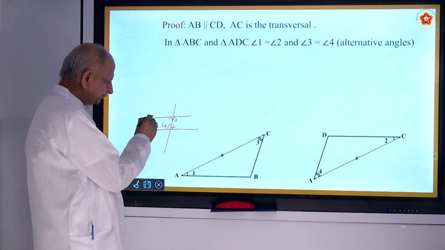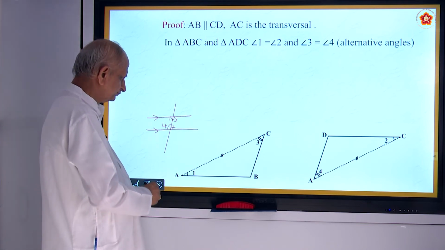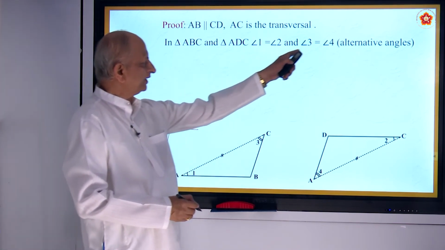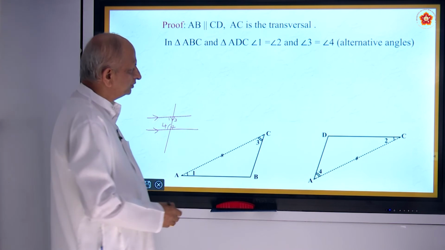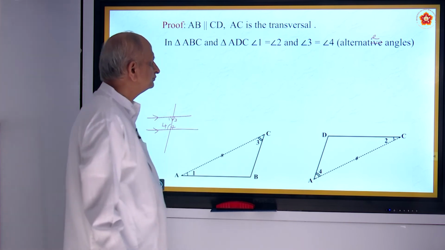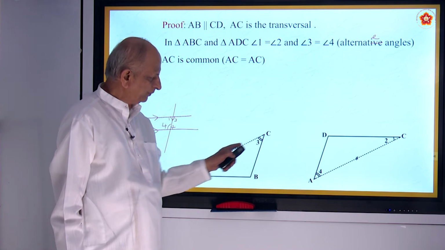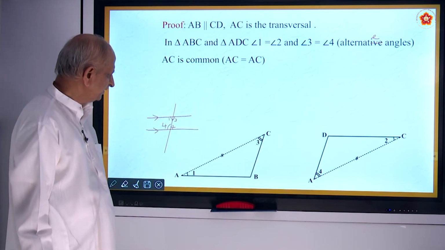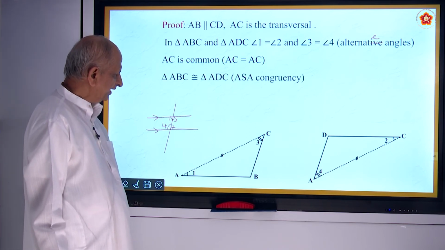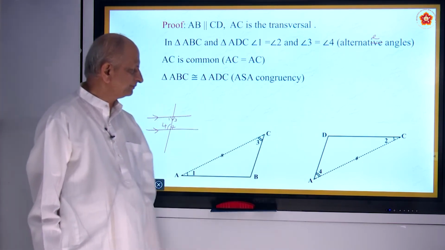When does it happen? Only when parallel lines are cut by a transversal. So, this is a transversal, namely AC. So, alternate angles, alternate is the correct word, alternate angles. So, 1 is equal to 2, and AC is common for both the triangles. The diagonal AC is common, is it not? And therefore, what do you get? Triangle ABC is congruent to triangle ADC.